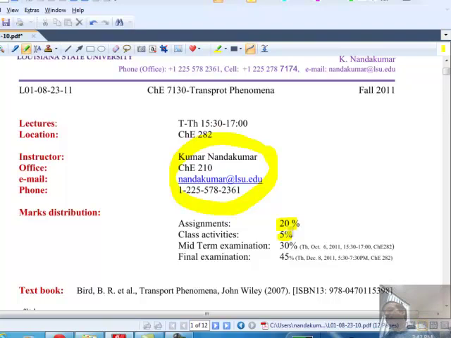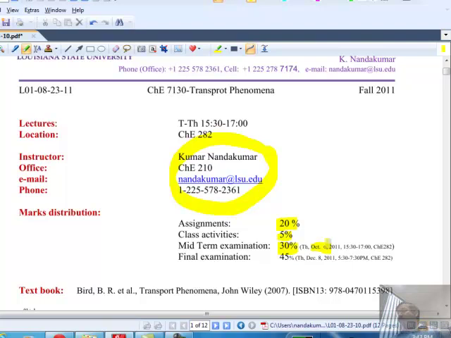There will be a midterm exam, and I have fixed the date as October 6th. I don't know whether you can see it from the back. These are pretty tiny letters. It is during the class hour on October 6th, and it'll be worth 30%.